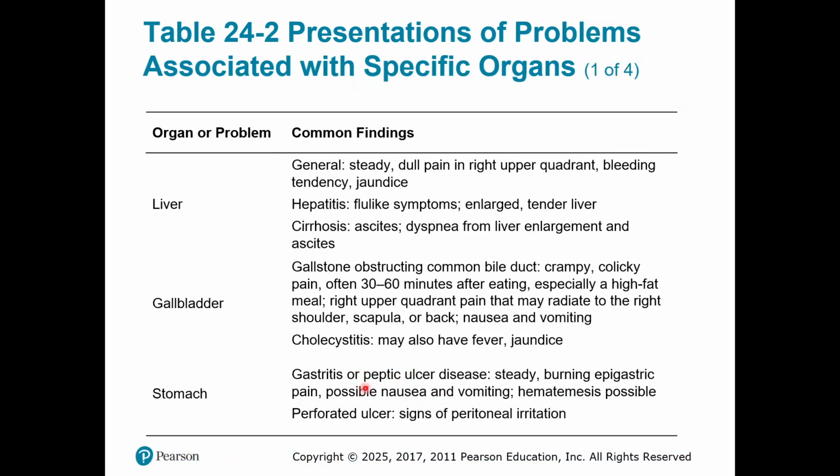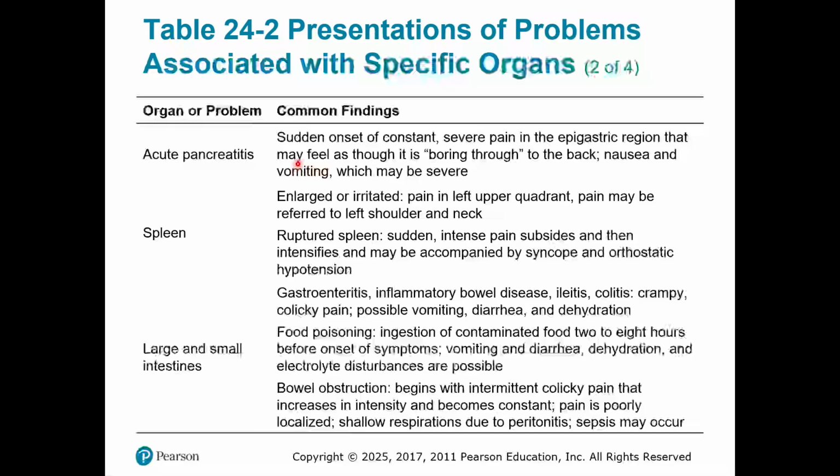And then the stomach, or gastric or peptic ulcer disease. And this is a burning pain with nausea, vomiting. Hematemesis is possible. You can go through there. All of those are common problems that we run into in the field. Certainly see a lot of it in the hospital. Acute pancreatitis. Let's talk about the spleen, right?